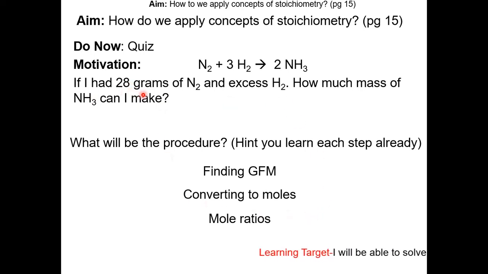So first, you're given 28 grams of N2. You must convert it to moles first. So once you do that, then you do a mole ratio between N2 and NH3. That will give you the moles of NH3. Then you find the GFM of NH3. Then you convert it back to grams.